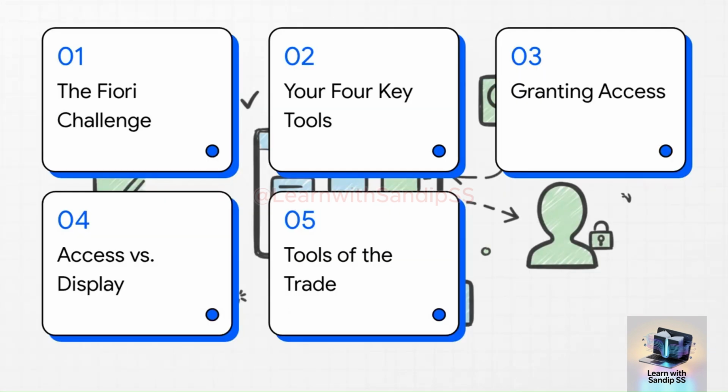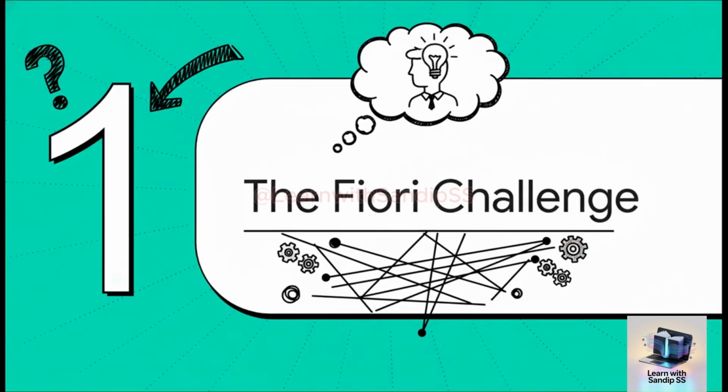So here's our game plan for today. We're going to start with the big challenge itself. Then we'll break down the 4 key tools you have at your disposal. After that, we'll do a full step-by-step walkthrough of the process. Explain the single most important rule you need to know, that's access versus display. And finally, we'll look at the specific tools you need to actually get the job done. Sound good? All right, let's set the stage.